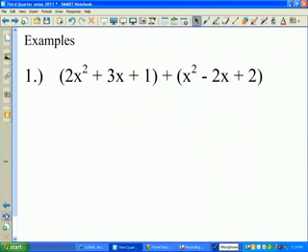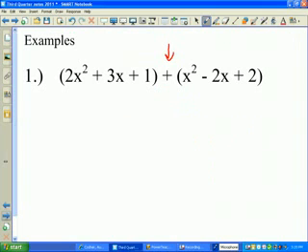So I have 3 examples. So the first example, 2x squared plus 3x plus 1 plus x squared minus 2x plus 2. What's different about this compared to when we were doing multiplying and dividing exponents is that I have a plus sign in between the 2 parentheses. So when I see an operation, I'm actually going to do that operation. This is telling me I need to add everything that's up in front of me.